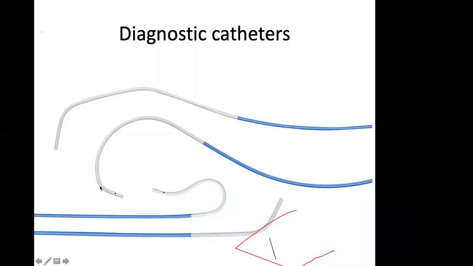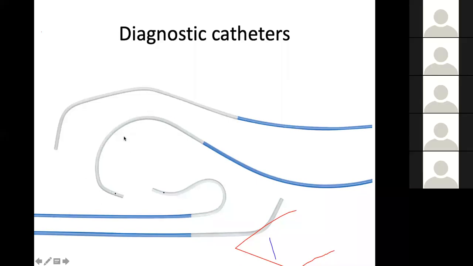This could also be used for accessing the renal arteries. This is one of the very friendly catheters. If there is a catheter which bends on itself, here it is only curved on itself, here it is bent on itself. These are known as reverse curve catheters.